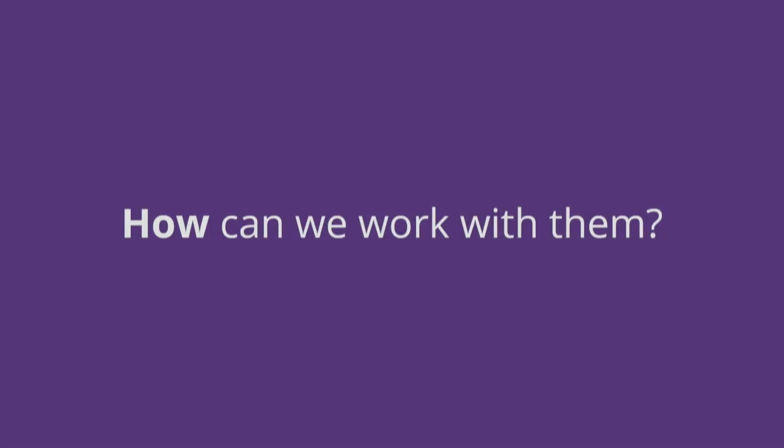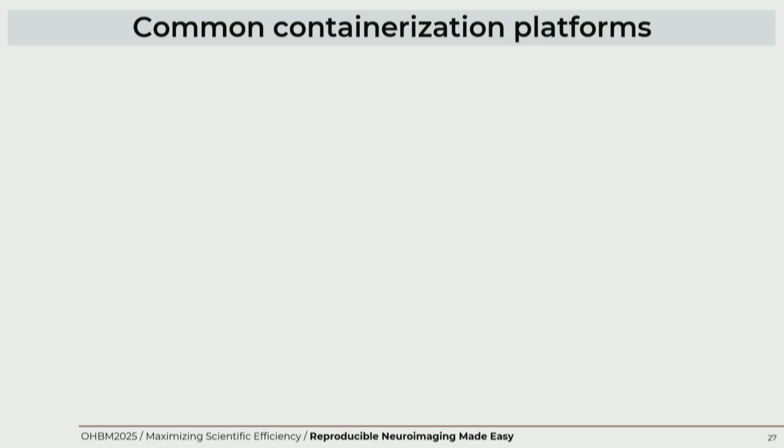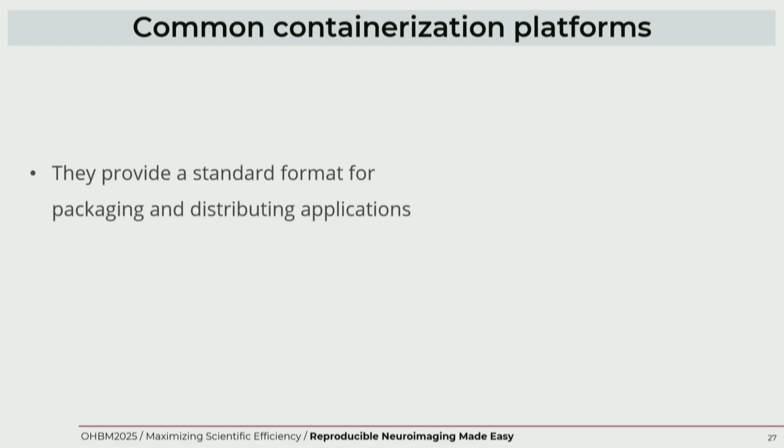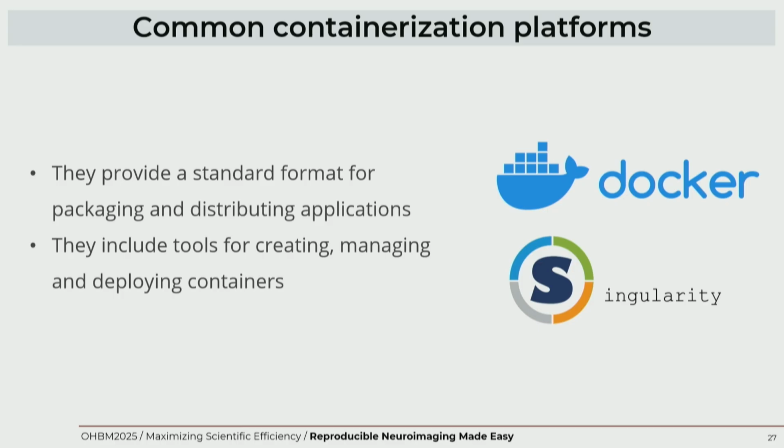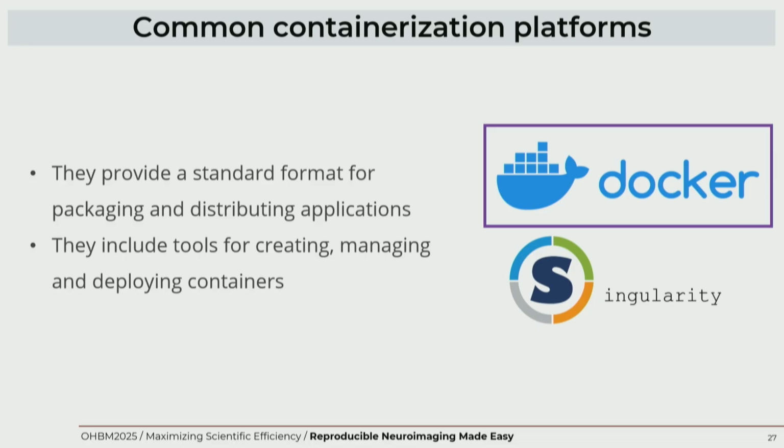Well, now that we know what software containers are and how we can benefit from using them, we can get to the fun part, which is learning how we can use them. First, you may consider building containers using some containerization platform. They provide a standard format for packaging and distributing applications, and they include tools for creating, managing, and deploying containers. Amongst the most common containerization platforms, we have Docker and Singularity. Today, we can use Docker as our working example, but just so you know, Singularity is usually preferred in HPC cluster for security reasons.